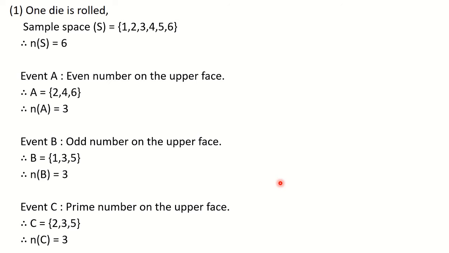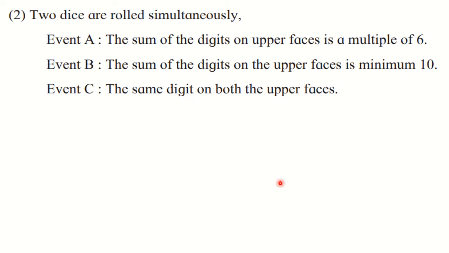I hope you must have completed it. I am going towards second question. 2 dice are rolled simultaneously. Event A, the sum of the digits on the upper faces is a multiple of 6. Second event, the sum of the digits on the upper faces is minimum 10. And event C, the same digit on both the upper faces.